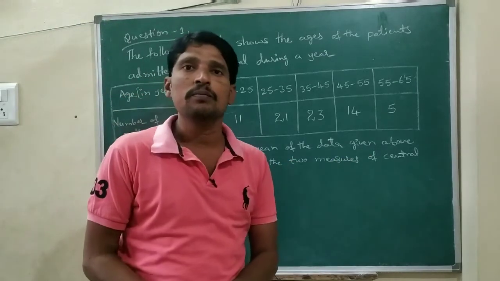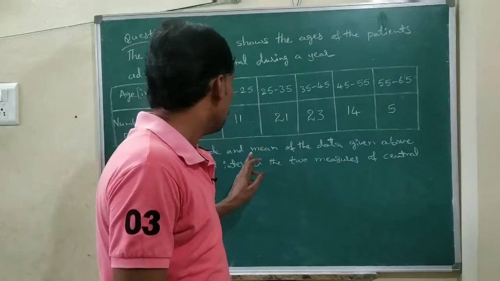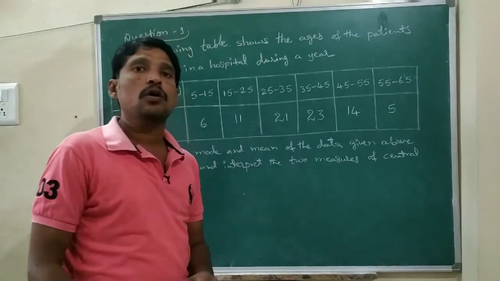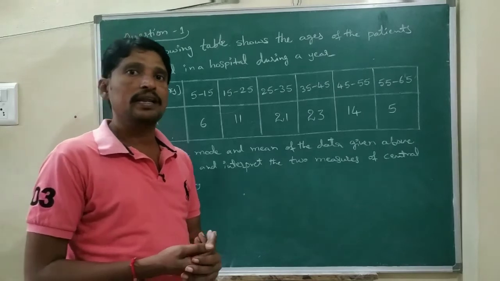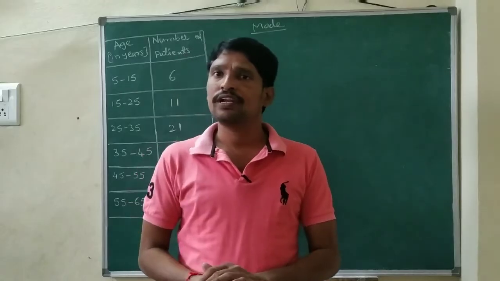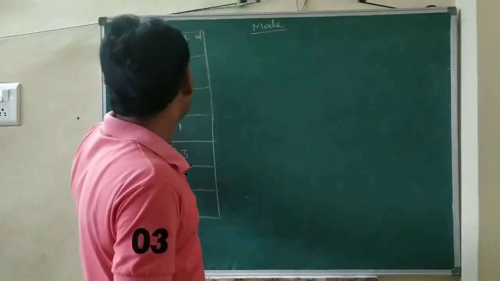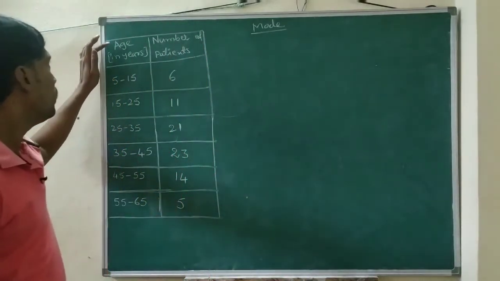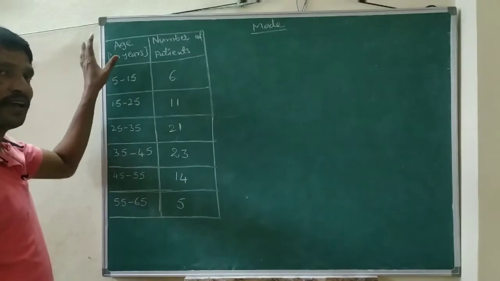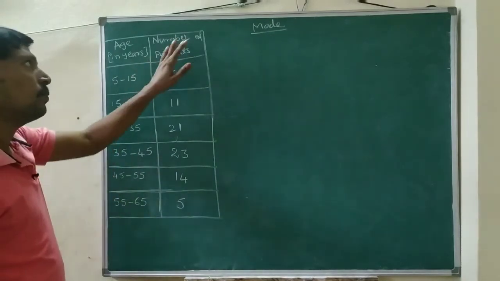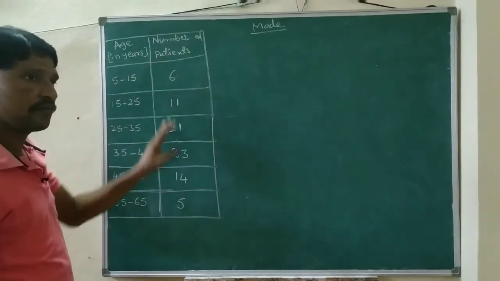So for this problem, we have to find both mean and mode. First, we need to find the mode. Here I took the table. In the table, age in years we are taking as the class interval, and number of patients we are taking as the frequency.